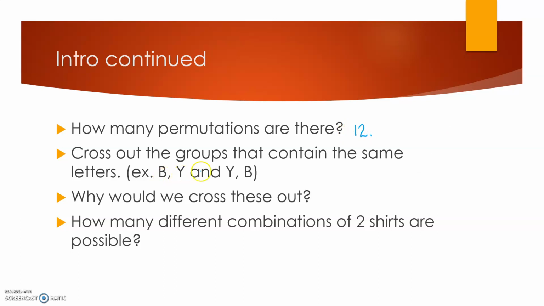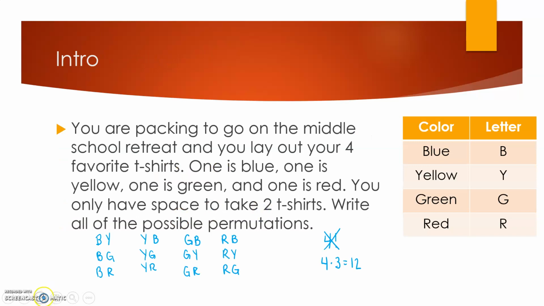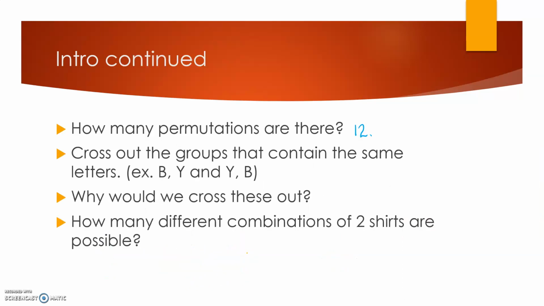For example, blue and yellow, yellow and blue. Okay, we can do that. So here we've got blue and yellow. Here's yellow and blue. We've got blue and green. Here's green and blue. Those are the same. Blue and red. Those are the same. Yellow and green. Green and yellow. Yellow and red. Red and yellow. Green and red. Red and green. So why do you think we would cross these out?